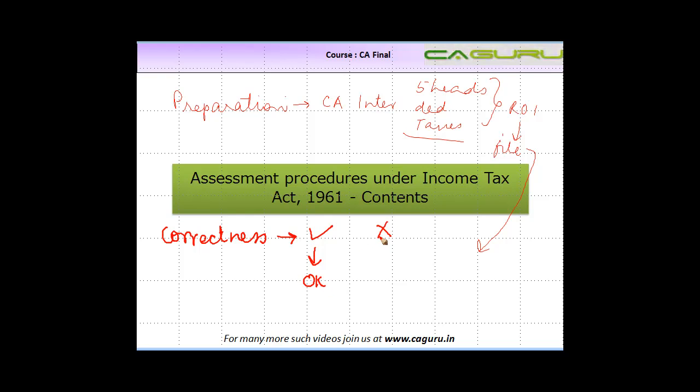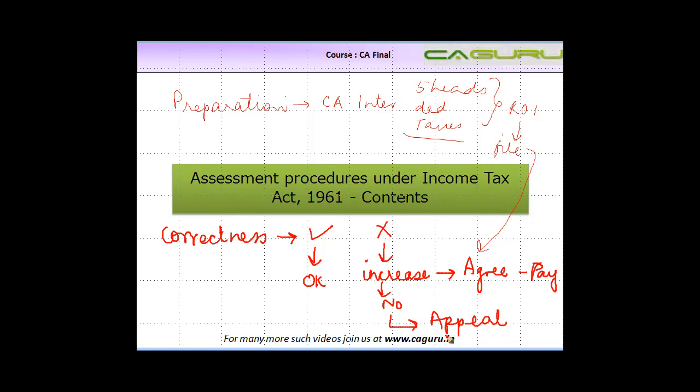However, if the return is not correct, they can increase your taxable income. Normally they would not decrease it. They would increase your taxable income. Now if you agree, you pay your taxes. If you do not agree, you go for appeal.